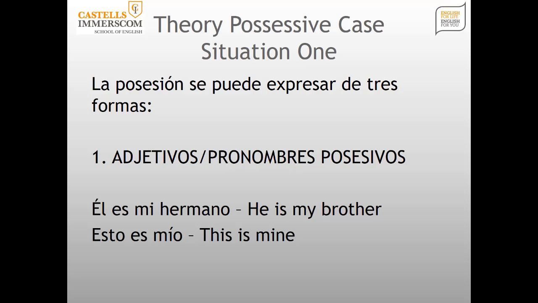This is the theory, basically. You can express it in three different ways. The easiest form is the first one and the second one. Okay, the first form is when it's an adjective, a pronoun, and a possessive pronoun. So él es mi hermano. My being the possessive pronoun, he is my brother, okay? And esto es mío, okay? This is mine. So very simple because it follows the exact same structure as in Spanish. Él, he, es, is, mi, my, hermano, brother, okay? Esto, this, es, is, mío, mine, okay?